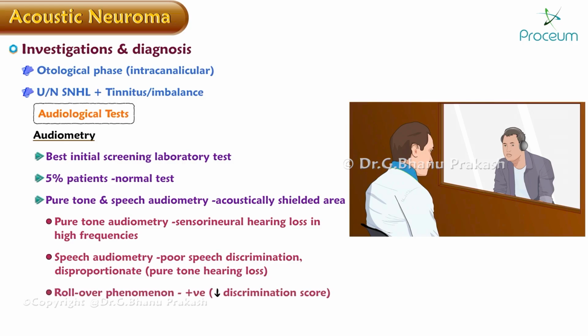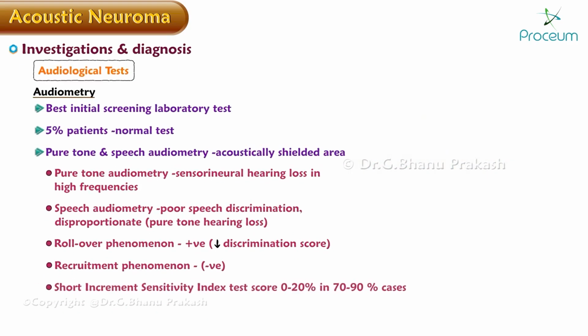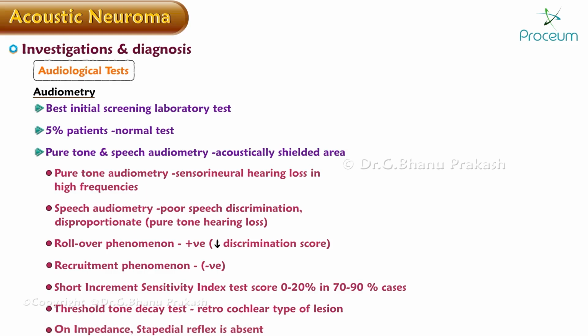Rollover phenomenon is seen, that is, reduction of discrimination score when loudness is increased beyond a particular limit. Recruitment phenomenon is absent. Short increment sensitivity index test will show a score of 0 to 20% in 70 to 90% of cases. Threshold tone decay test shows a retrocochlear type of lesion. On impedance, the stapedial reflex is absent.